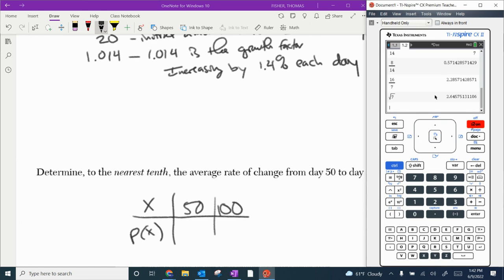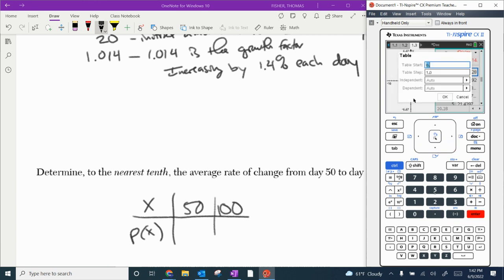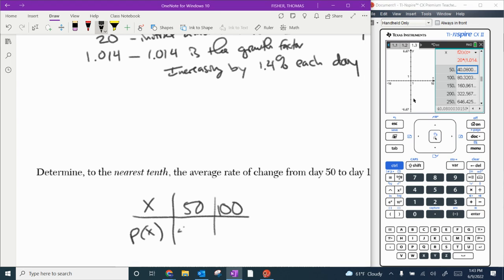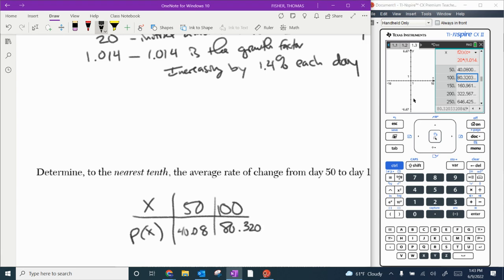So I'm going to go here and make a graph. It was 20 times 1.014 to the X. Control T, I'm going to go do my table here. I'm going to make it show 50 first and then count by 50. That way it shows the ones I want, 50 and 100. So 50 is 40.08 and a bunch of zeros. I'm going to skip all the extra zeros, I don't need those. And then 100 is 80.32033. That should be enough in order to get nearest 10th accuracy.